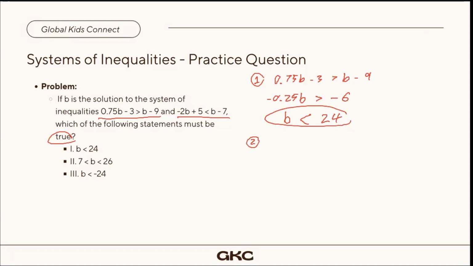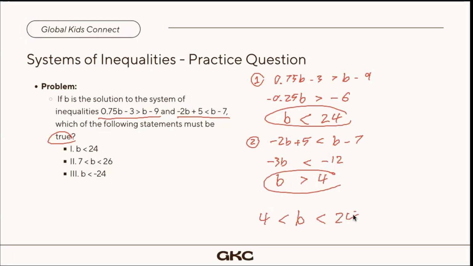For our second inequality, we can simplify as such. Same thing as we did before. Move everything to each side so that we get this, and divide each side by negative 3. Flip the sign, and then we get 4. So this is our second inequality. Like we did for our previous question, we can combine these two inequalities to get b is greater than 4 and less than 24.